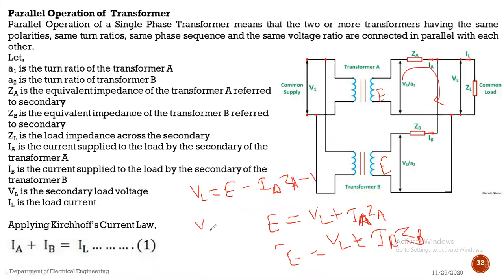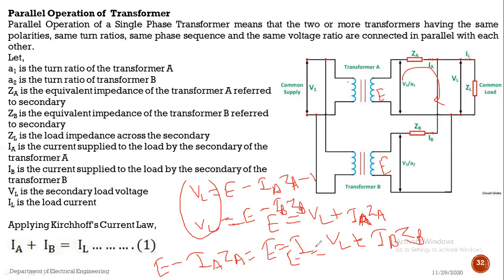So in the case of transformer 2, VL is the same for both, so VL equals E minus IB into ZB. Now on the left hand side VL becomes the same, so the equation becomes E minus IA into ZA equals E minus IB into ZB. See, this E and this E get cancelled, and this minus is also cancelled.